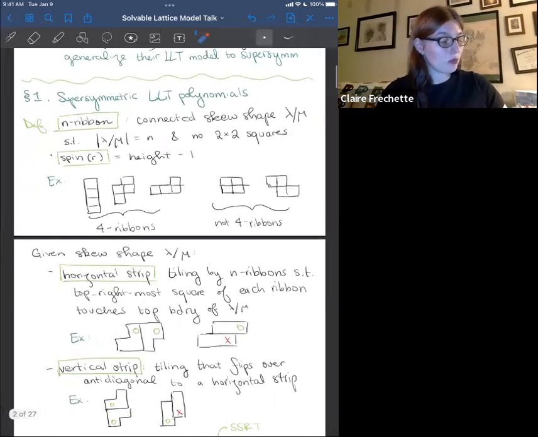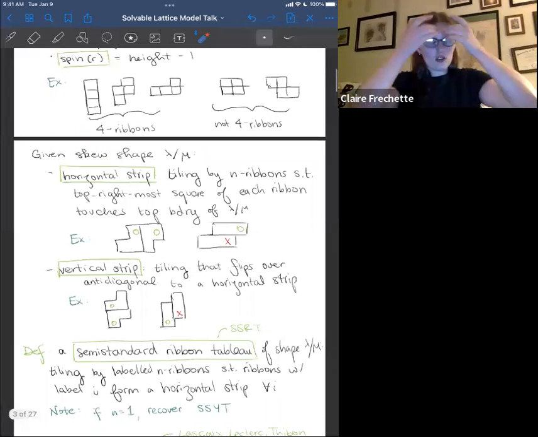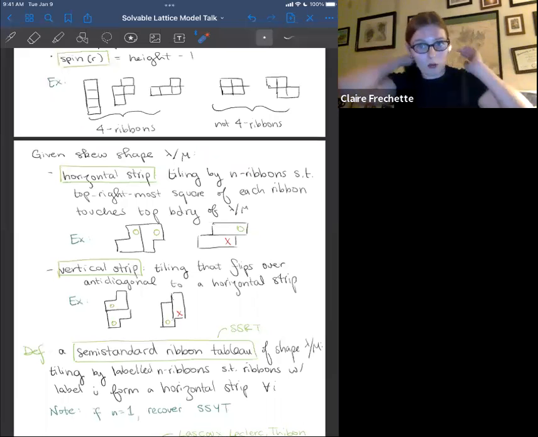And a vertical strip if we have a tiling that flips over to make a horizontal strip. So analogously, the bottom leftmost corner has to touch the top boundary. And this is the context in which we originally defined the LLT polynomials.